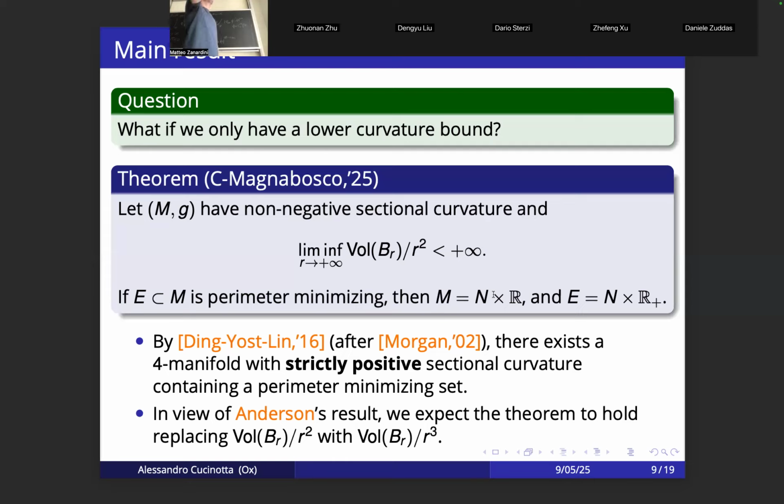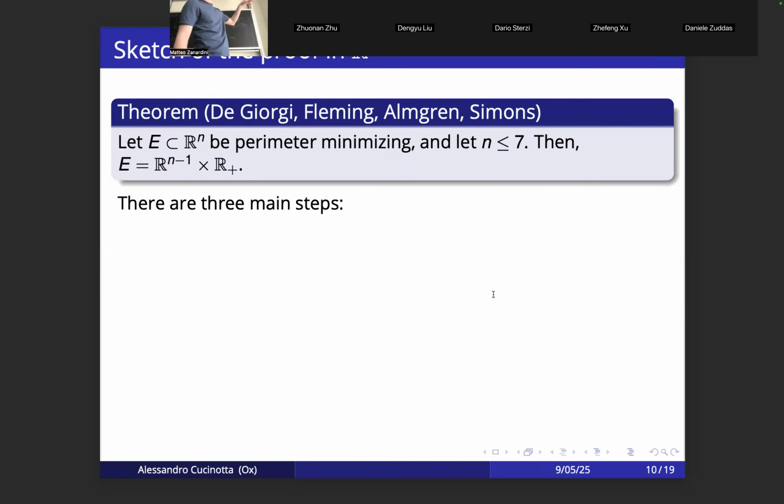Okay, so yes, in particular, the set is also smooth. This is an important comment. All right, let's keep going. So now we sketch the proof. Before sketching the proof of the result in the Riemannian case, let's have a look at the proof of the main result by the work of De Giorgi, Fleming, Almgren, and Simons, because our proof kind of follows the same lines.